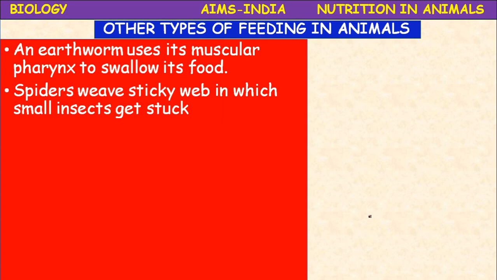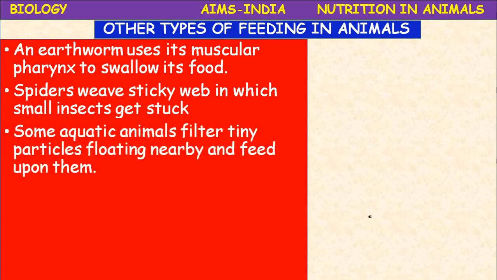Spiders weave a sticky web in which small insects get stuck. A trap is made. A sticky web-like construction is made by spiders to catch the prey. Small insects like houseflies and mosquitoes will be trapped. Even butterflies will be trapped by the large spiders.